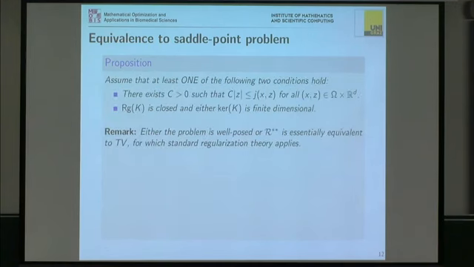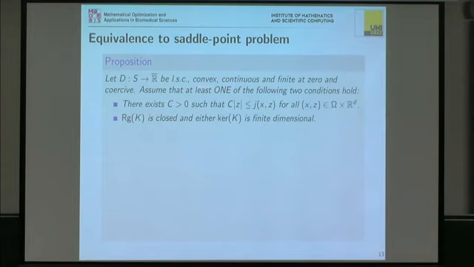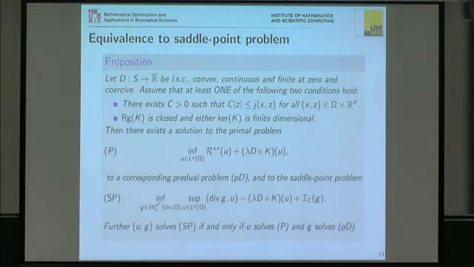Okay, and this result can also be obtained in a slightly more general setting. Now we assume that we have just some data discrepancy. We pose some assumptions: it needs to be convex, continuous and finite at zero, and coercive. And again, we have the same result. So if either the integrand is coercive or the range of our operator is closed and the kernel is finite dimensional, then we again get existence of a solution to the primal problem, to a corresponding dual problem, and we get equivalence to the saddle point problem.